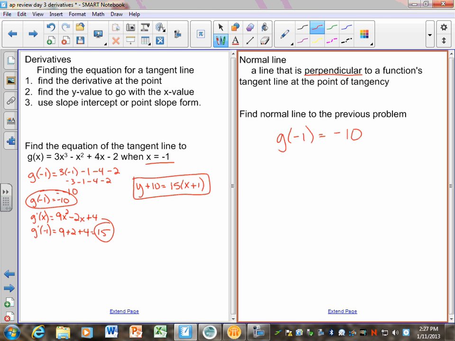But it's perpendicular. So what do we know about lines that are perpendicular? About their slopes. Their slopes are negative reciprocals, right? So if we know the slope at negative 1 was 15, then the slope that we're going to use is going to be negative 1/15. And then we're just going to write that equation. So that's going to be y plus 10 equals negative 1/15 times x plus 1. So just remember that normal lines mean perpendicular.